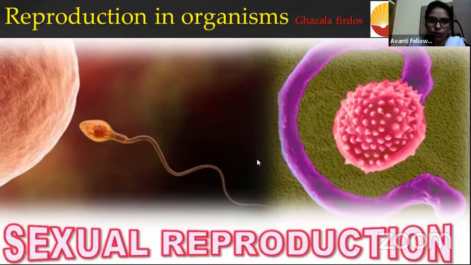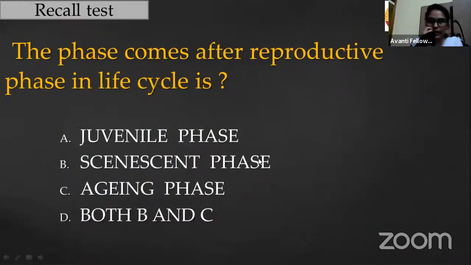Okay, guys, so there are a few questions on the screen. I want you to answer them. The question is, let me read it out for you: the phase that comes after the reproductive phase in the life cycle is: juvenile phase, senescence phase, aging phase, or both B and C. I'm launching a poll for this question. Please make sure to answer in the poll.